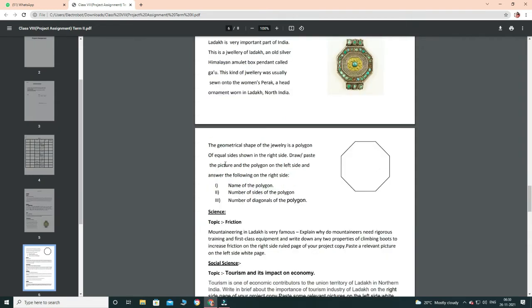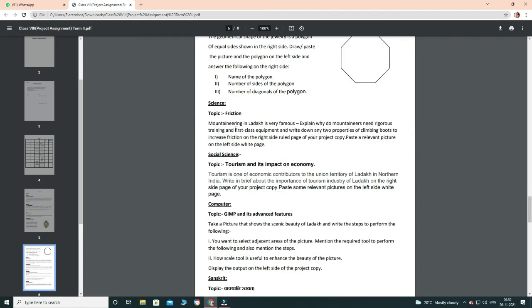The geometrical shape of the jewelry is a polygon of equal sides, shown on the right side. So you have to draw or paste the picture of the polygon on the left side of your project copy and you have to write the answers to the following questions. These are the questions. The first question is you have to write the name of the polygon. Question number 2, number of sides of the polygon, and question number 3, number of diagonals of the polygon.